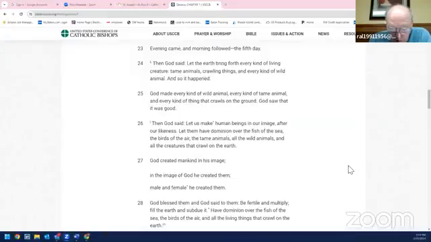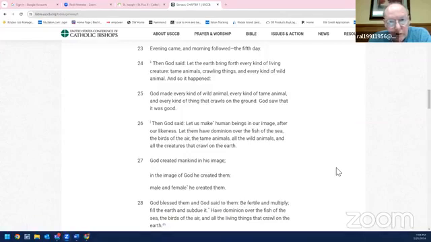Now, I thought the appropriate place to start would be at the beginning. So I'm going to begin in the book of Genesis from chapter 1, verses 24 to 31. This is one of the stories of creation. It's the first story of creation. And it's the story of what God does on the sixth day.